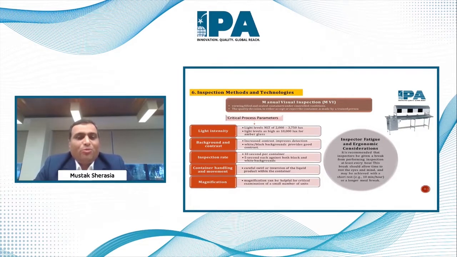Container handling and movement is an important consideration because, since it is a manual visual inspection, the holding of containers varies, from 1 ml to 100 ml in different numbers. We have provided that criteria in detail in the guidelines, and the team can refer to it. Magnification sometimes helps on very small containers like 1 ml and ampoules.